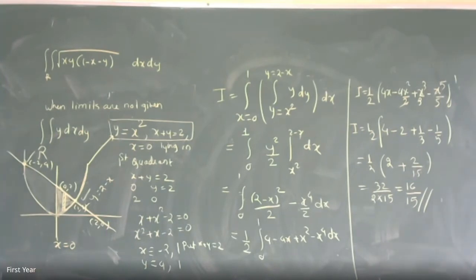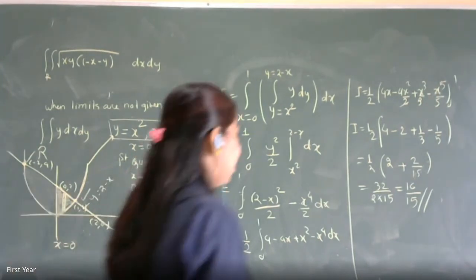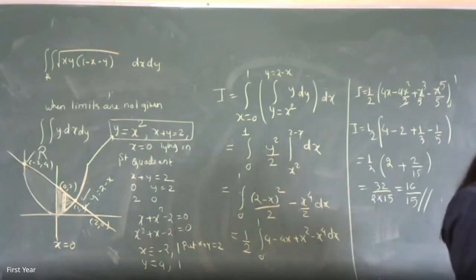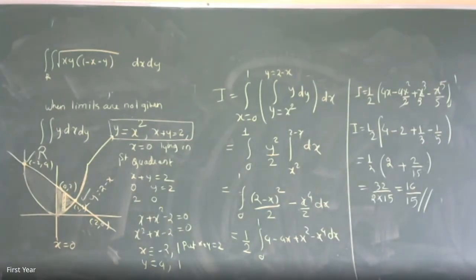where R is the region, or the area, bounded by x is equal to 0, y is equal to 0, and x plus y is equal to 1. Try finding the area bounded by x is equal to 0, y is equal to 0, and x plus y is equal to 1.